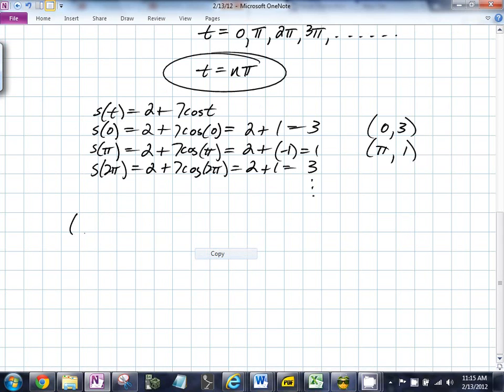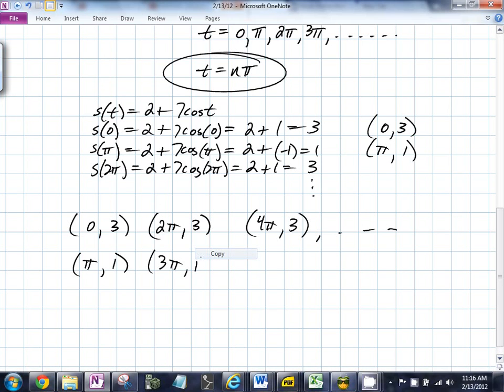So the first set of points is 0, comma 3. And what's the next one after that? It's going to be 2 pi, comma 3. And the next one after that's going to be 4 pi, comma 3. And it goes on like that. But what's the other set of points going to be? Pi, comma 1. 3 pi, comma 1. 5 pi, comma 1. It goes on forever.